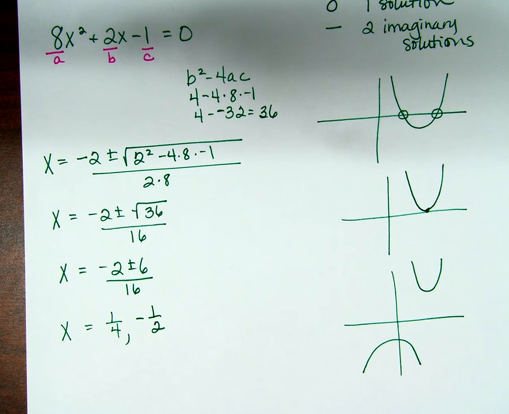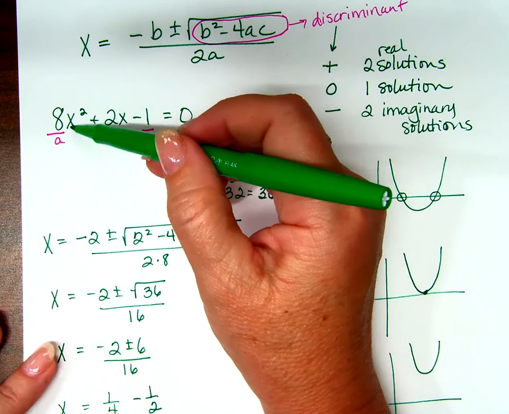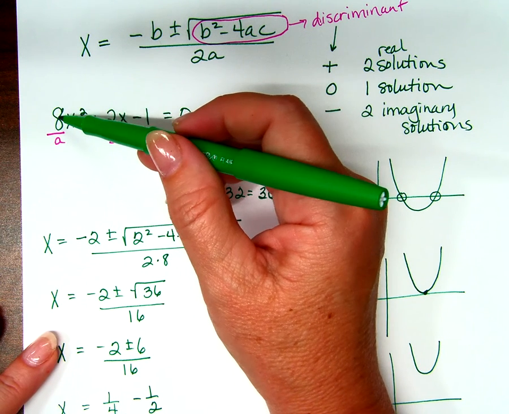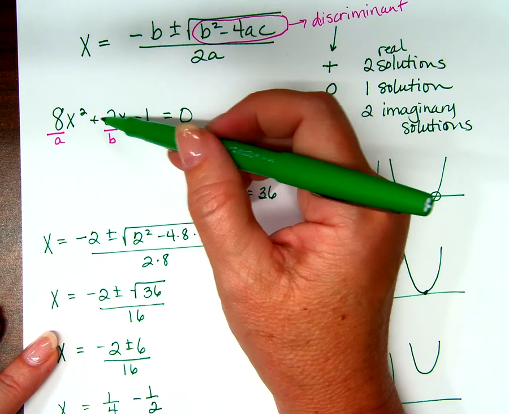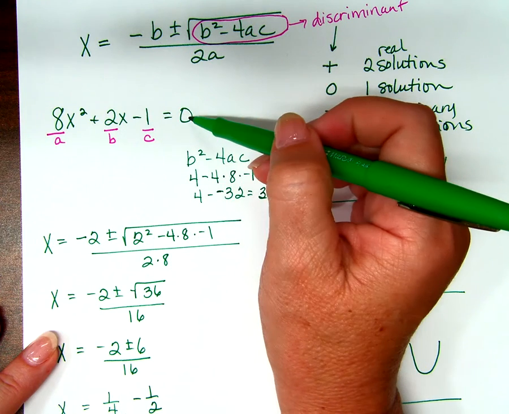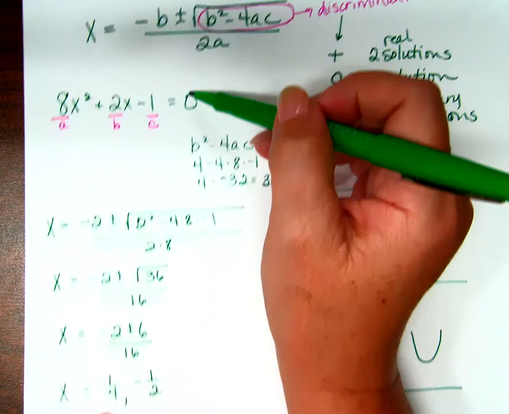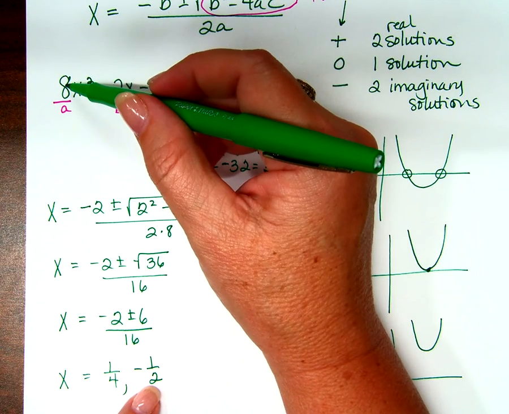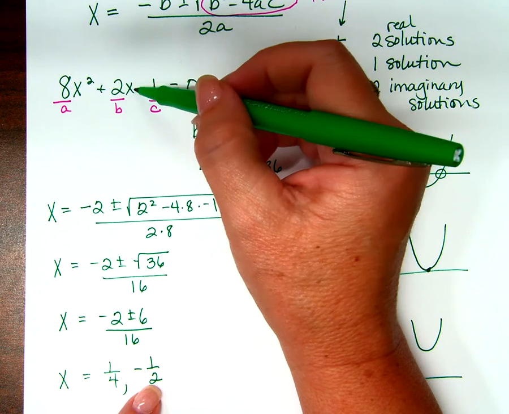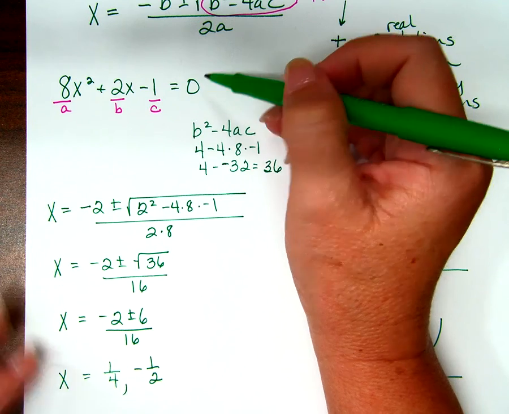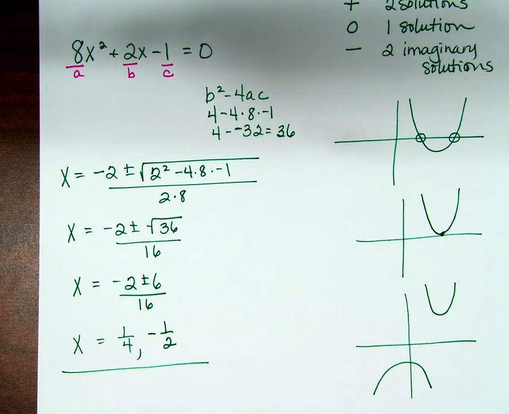Am I sure about that? I could check, couldn't I? 1/4 squared is 1/16. 1/16 times 8, excuse me, is 1/2. 1/2 plus 1/2 is 1. 1 minus 1 is 0. Okay, so I know the 1/4 is right. Negative 1/2 squared is 1/4 times 8 is 2. 2 minus 1 is 1 minus 1 is 0. Yeah, so I know for sure that those 2 are correct.